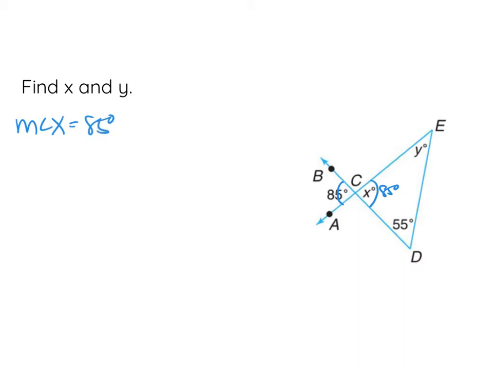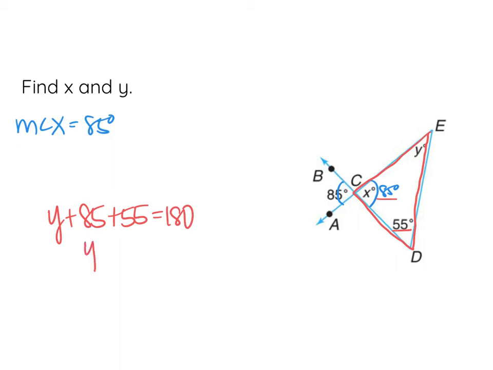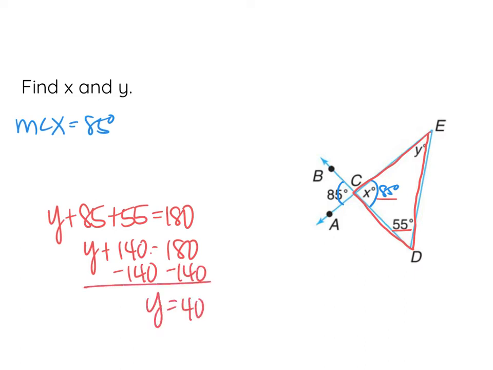That's important because now I have two angles out of the three for this triangle. So now I can use triangle sum to find the third missing angle. So y plus 85 plus 55 has to equal 180. So y plus 140 is 180. Subtract the 140. So y is 40.